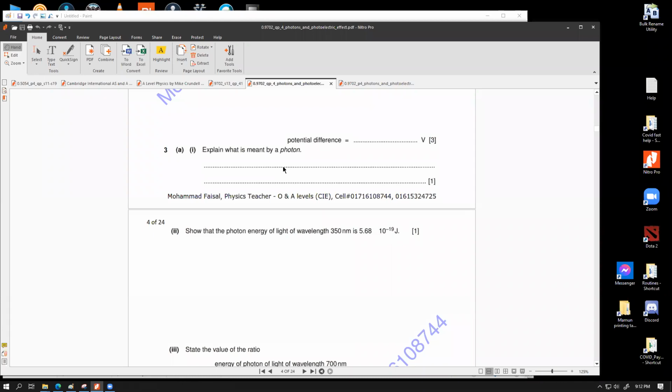Explain what is meant by a photon. What do you understand by a photon? What do you mean by photon? So, discrete packets of energy transmitted from a light source. Sounds about correct. Any other idea?